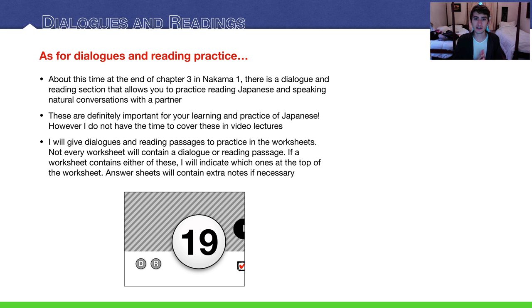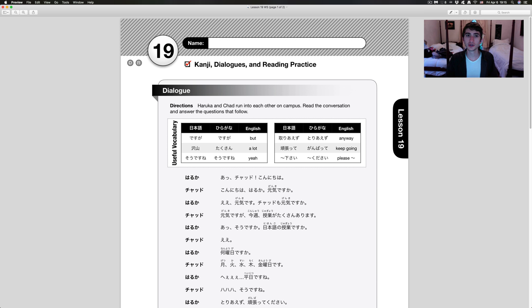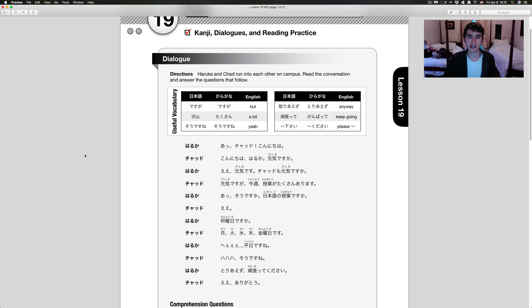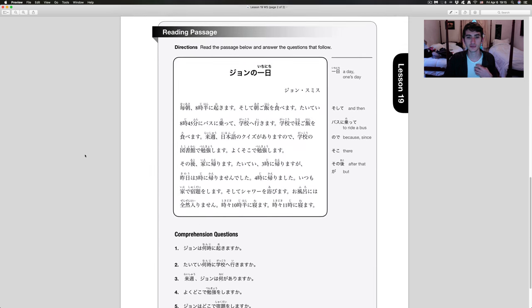What I'm going to do right now is open up the lesson 19 worksheet. This worksheet is only a dialogue and only a reading because you didn't learn anything new this lesson. So let's take a look at that really quickly. Here I've opened up on my computer the lesson 19 PDF, Kanji, Dialogues and Reading Practice. You'll notice the two new symbols up here, and it starts completely with a dialogue. And then the next page is a reading passage.